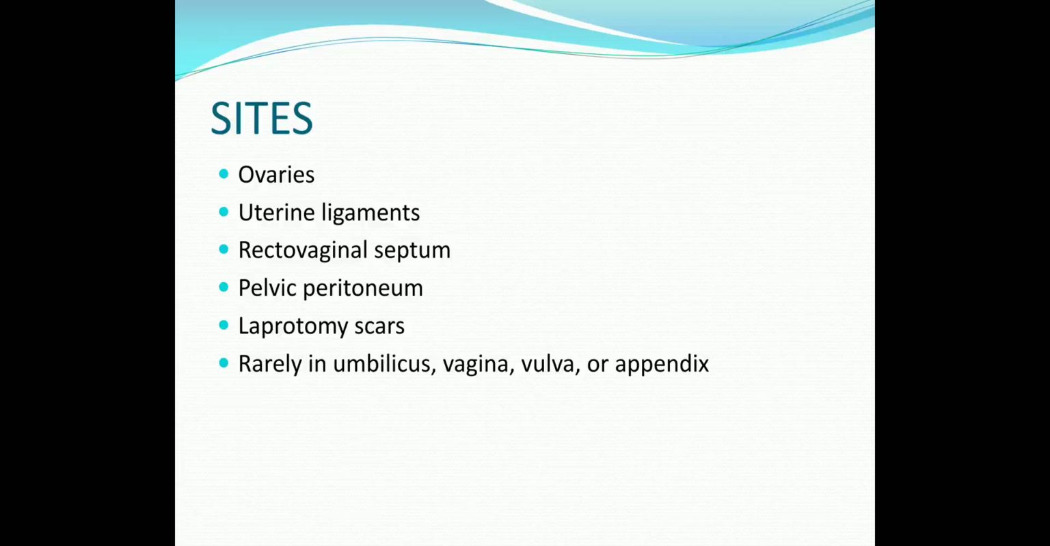The most important location is the ovaries. Then the uterine ligaments. Both endometrial glands and stroma should be there outside the uterus. Then the retrovaginal septum and the pelvic peritoneum. Laparotomy scars are also a very important location, where you call it scar endometriosis. You can get it in the umbilicus, which is not that rare, and also in the vagina, vulva, and even the appendix. So these are all common sites of endometriosis. This is very important.